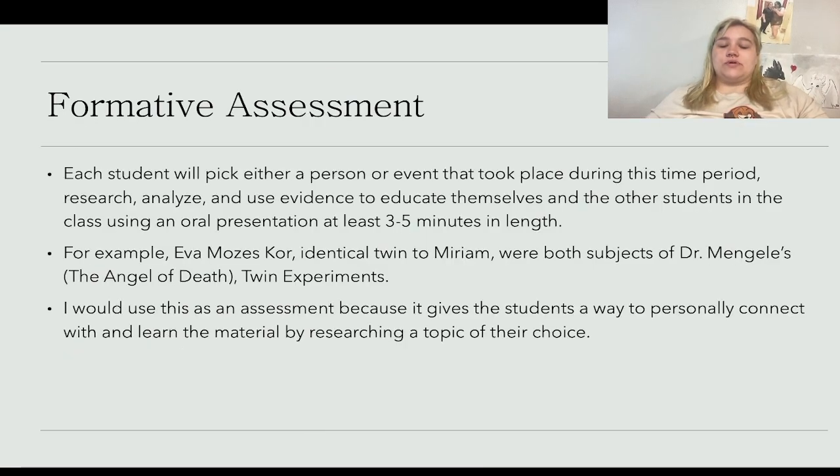And then for our formative assessment, we're going to have an assessment due next Friday. Each student will either pick a person or event that took place during this time period, research, analyze, and use evidence to educate yourself and the other students in class using a video presentation of at least 3 to 5 minutes in length. This will be uploaded to Google Classroom. For example, I did one on Eva Moses Kor, who is an identical twin to Miriam. They were both subjects of Dr. Mengele's, or the Angel of Death's, twin experiments at Auschwitz-Birkenau.